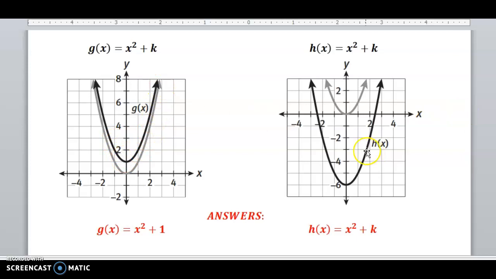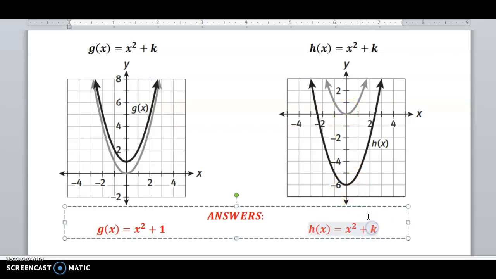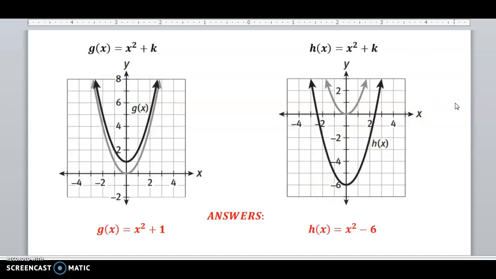In the second example, this is the original one. And it now moved how many units downward? That's 1, 2, 3, 4, 5, 6 downward. So the original vertex 0, 0 will now move to 0, negative 6. So let's replace this k here and the plus sign with negative 6. So that's how you write equations after transforming parabolas vertically, either upward or downward.